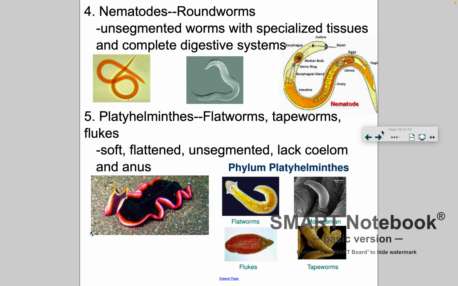Nematodes are your roundworms. They are unsegmented worms. They have specialized tissues and a complete digestive system. Flatworms, tapeworms, and flukes belong to a phylum called Platyhelminthes. Very soft, flat, and unsegmented. They don't have a true body cavity, and they don't really have a true anus.